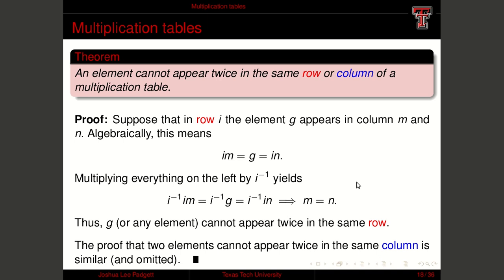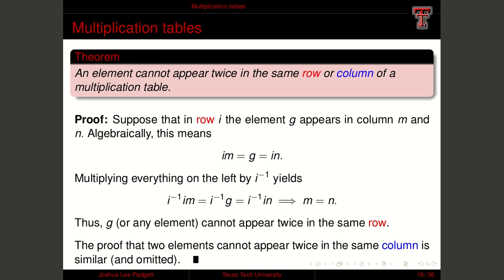So, what does this tell me? I'm supposing, though I didn't say it explicitly, that there are two distinct columns M and N in which G appears. And I arrive at a contradiction that states that no, they cannot be distinct. Therefore, G cannot appear twice in the same row. I'm not going to prove it, but the proof for columns goes exactly the same. I'll let you try and write it up. But loosely speaking, all that happens is you have to multiply on the opposite side in order to make this work. So, this is a very important thing.